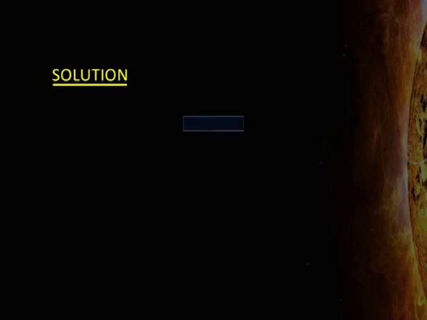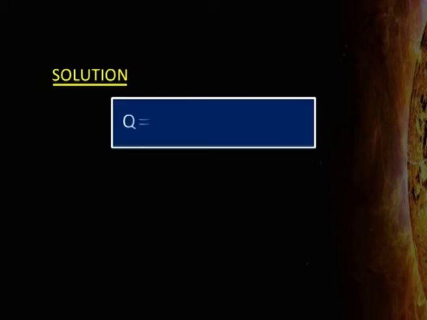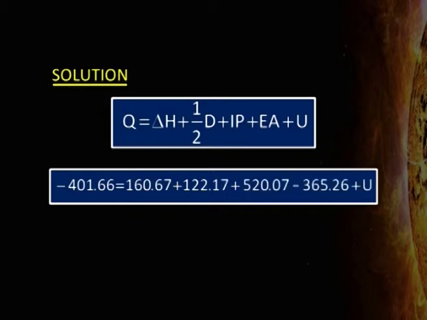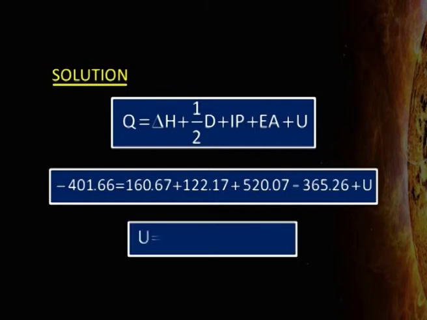Now, applying the equation, Q is equal to delta H plus half D plus IP plus electron affinity plus lattice energy, and substituting the respective values, we will get minus 401.66 equal to 160.67 plus 122.17 plus 520.07 minus 365.26 plus U, which is equal to lattice energy. Hence, U, that is lattice energy, will be equal to minus 839.31 kilojoules per mole.